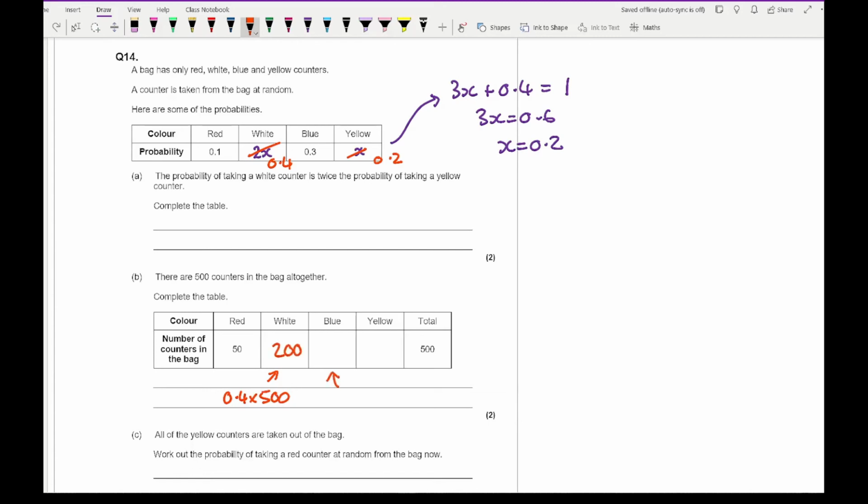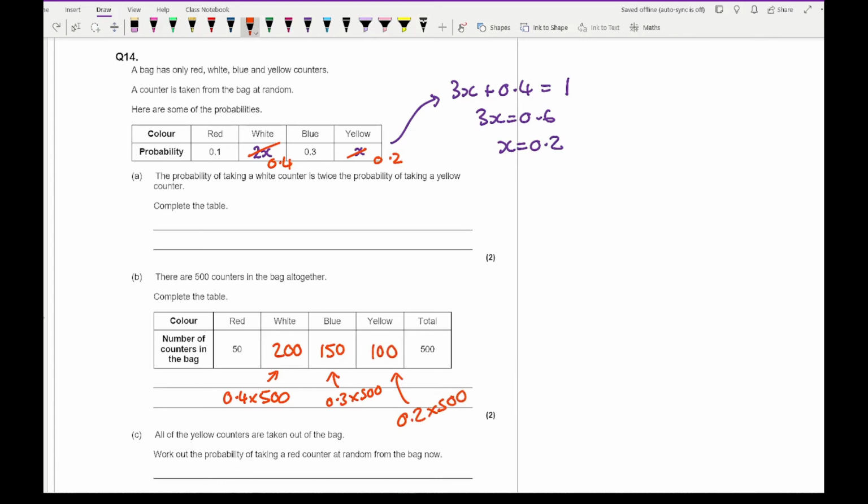For the blue, that's going to be 0.3 times 500, so that's just 30% of 500. Well, 10% is 50, and 30% is going to be 150. And the yellow is 20% of 500, so 10% is 50, 20% is going to be 100.